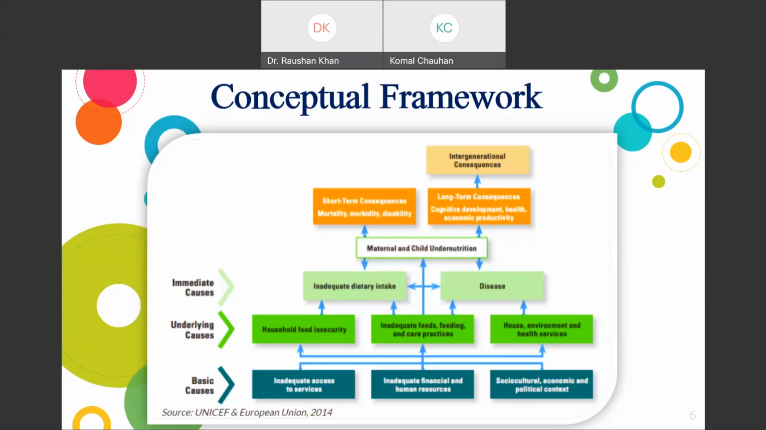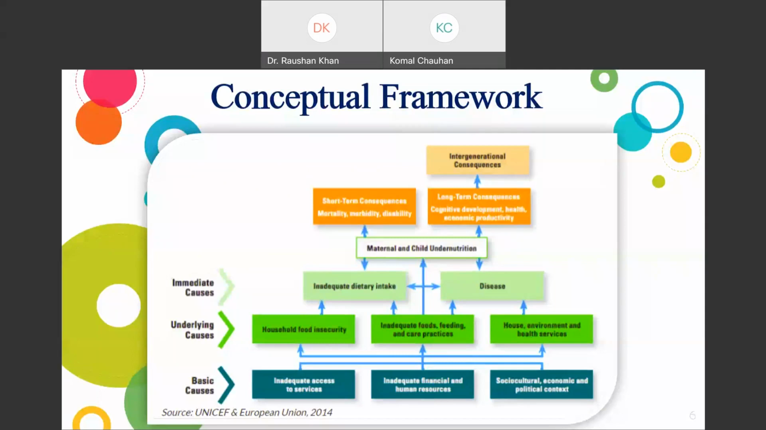Then these things will ultimately lead to short-term consequences that are mortality, morbidity, and some kind of disability, or some long-term consequences that is impaired cognitive development, health, and economic productivity. So the ultimate manifestation of poor nutrition is malnutrition due to any basic or underlying or immediate factor. And the condition of malnutrition can happen because of any of these factors. The immediate cause of undernutrition involves insufficient dietary intake of nutritional foods or any disease which can prevent the absorption of nutrients.